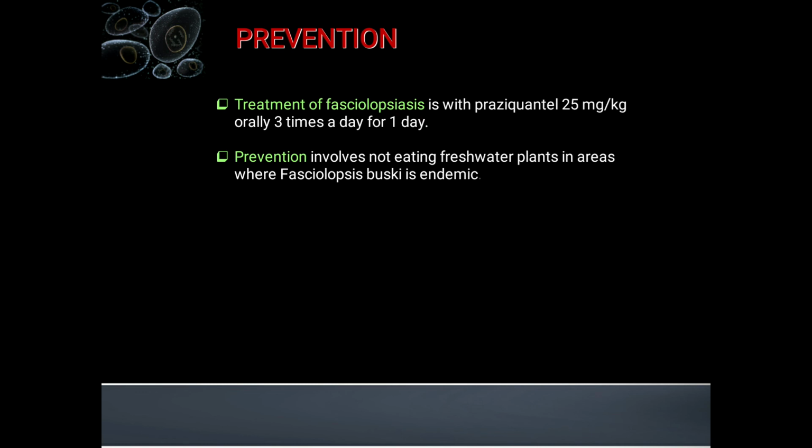So how do we prevent this infection? If you have Fasciolopsiasis, it can be treated with praziquantel. This is a medical drug that will be given to you by the doctor. It is taken orally 3 times a day for 1 day. Prevention involves not eating freshwater plants in areas where Fasciolopsis buski is endemic. Another is that we should cook our freshwater plants to avoid infections.